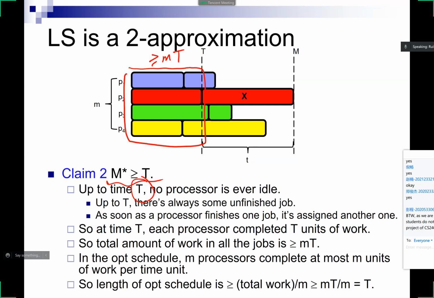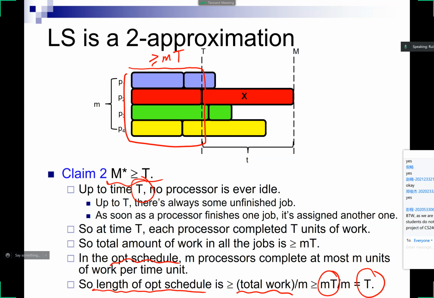But that means that even in the optimal schedule, you need to take at least time big T, because the length of the optimal schedule has to be at least as large as the total amount of work divided by your number of processors. If you have lots of work, then even if you completely evenly distribute it among your m processors, you need to take at least work divided by number of processors amount of time. We know our work is at least m times T, and so even the length of the optimal schedule has to be at least capital T.